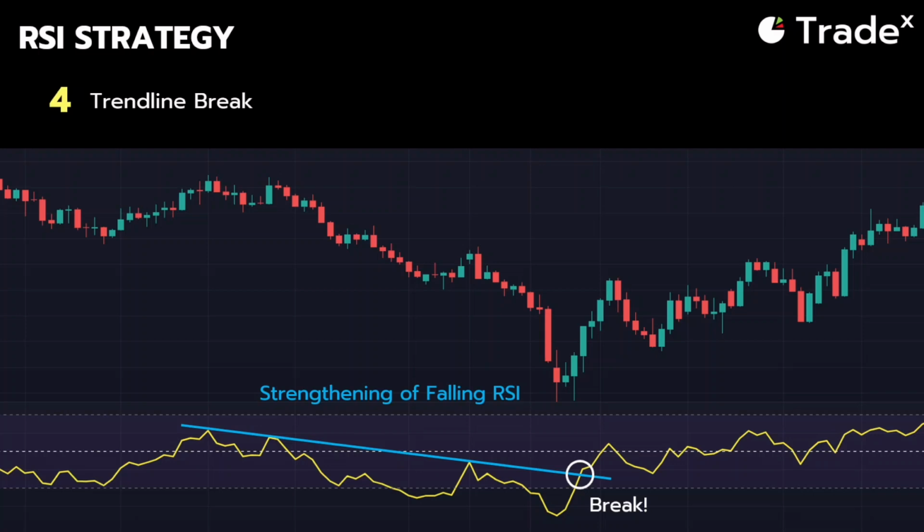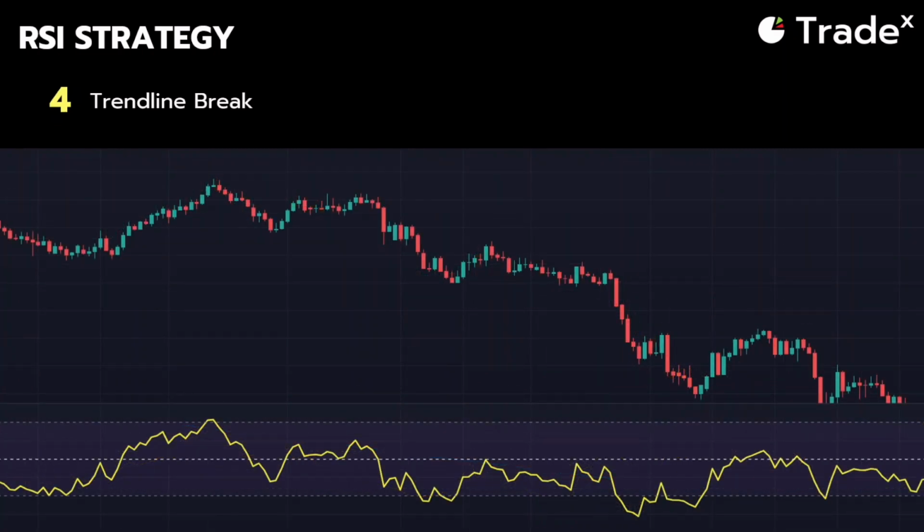Traders should consider closing their short positions to secure profits and manage risk effectively, as the downtrend might be losing its strength. Sometimes the downtrend can last for extended periods, such as several months. In these cases, we can still use the same strategy.